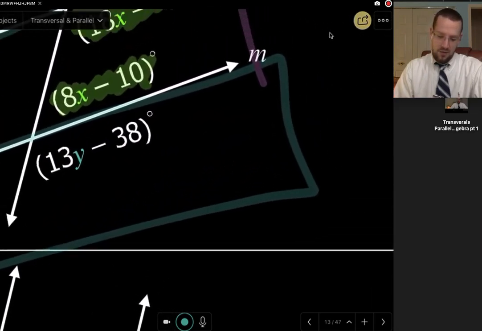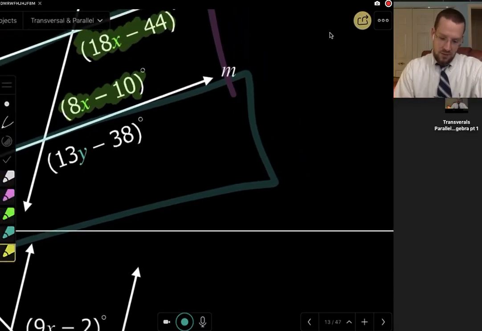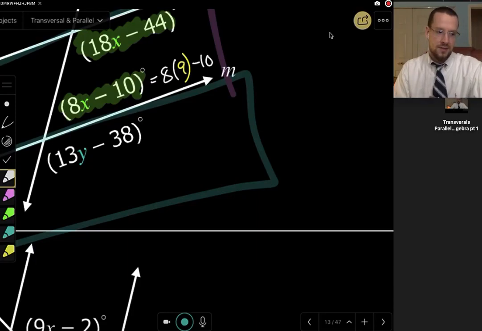And so what I'm going to do here, again, is I'm just going to use my linear pair. So I'm going to say, okay, well, x is 9, so this is going to be 8 times 9 minus 10. 8 times 9 is 72. Minus 10 would be 62. So this is 62 degrees.